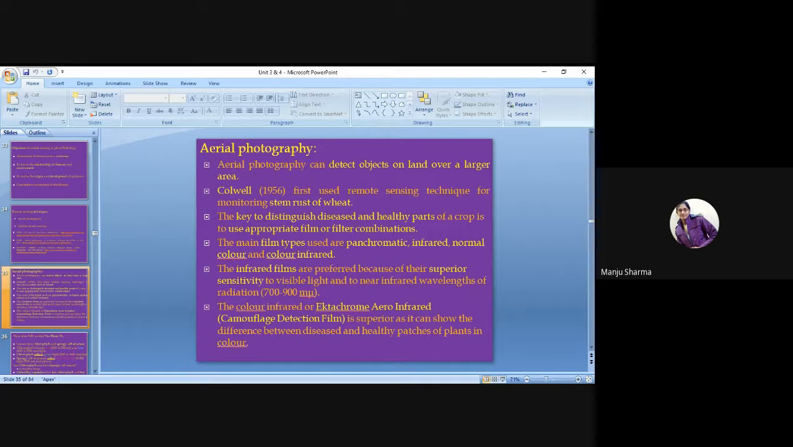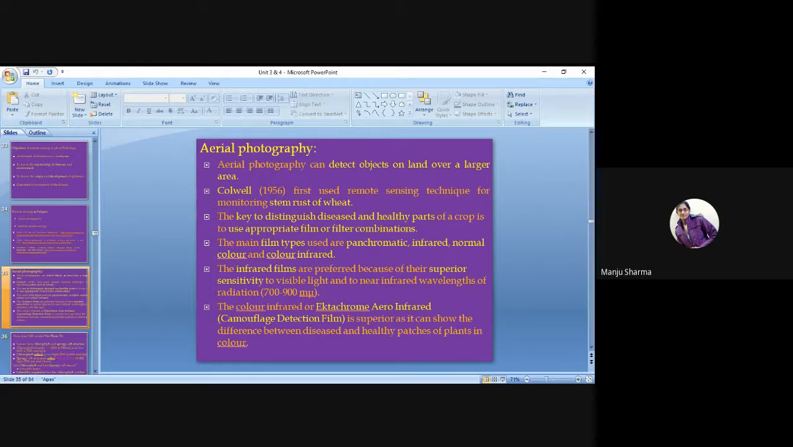Aerial photography can detect objects on land over a larger area. Colwell in 1956 first used remote sensing techniques for monitoring stem rust of wheat. The key to distinguishing diseased and healthy parts of a crop is to use appropriate film or filter combinations.